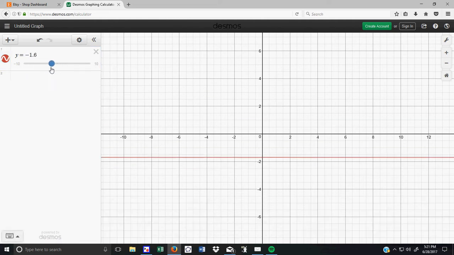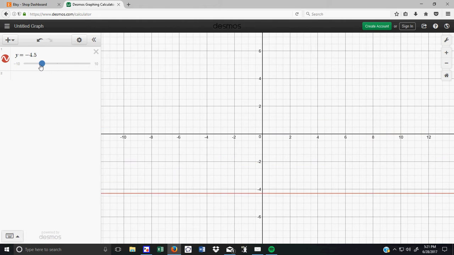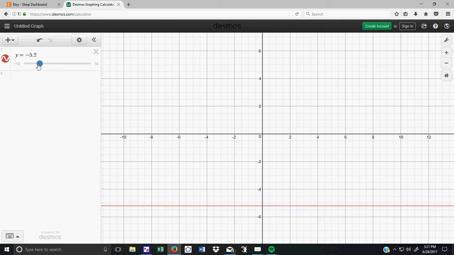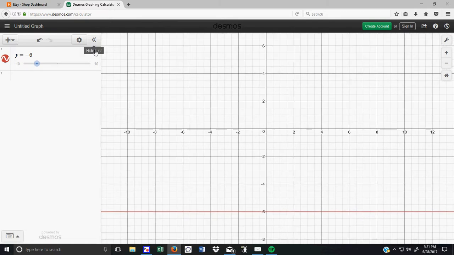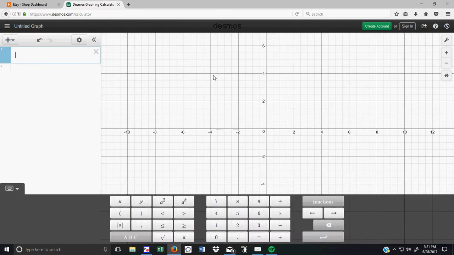They create a slider here, and you can see as the slider goes up and down, you have different values. So if I went to y equals -6, you can see it's a horizontal line going through y equals -6. All right, so that's my first one. That's just a constant function.